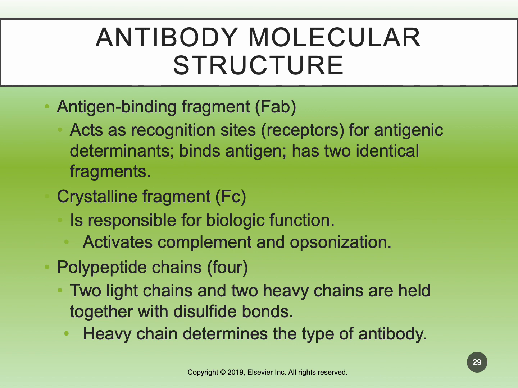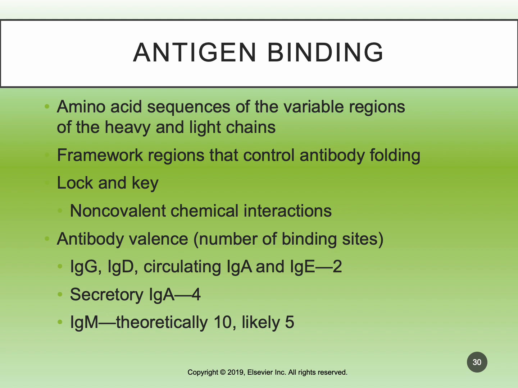In order to understand how antibodies work, one must have a good understanding of the actual molecular structure of an antibody. The structure consists of 3 parts: the antigen binding fragment, the crystalline fragment, and the polypeptide chains. We discussed in the previous slides how an antibody's molecular structure is important in understanding an immune process.